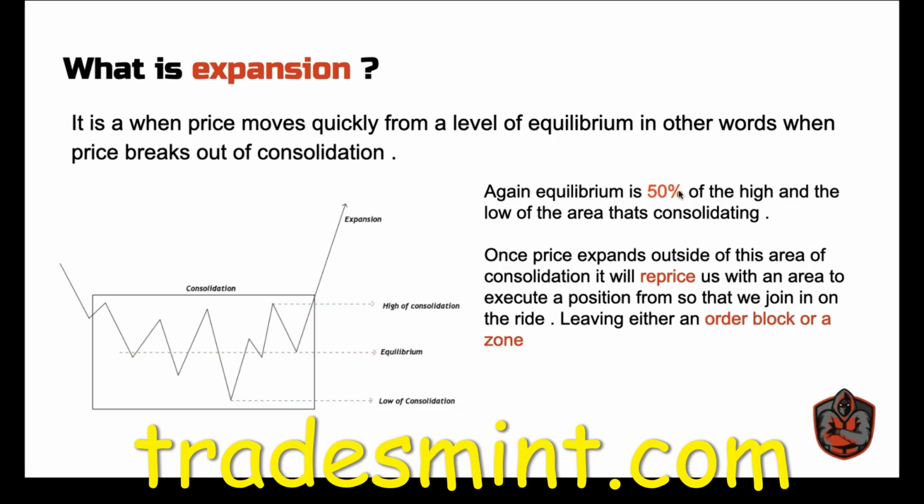Now again, equilibrium is 50% of the high and the low of an area that consolidates. So this is our consolidation, this is the high of the consolidation, and this is the low of the consolidation. So equilibrium will be 50% of it. Okay. Now once price expands outside of this area of consolidation, it will reprice us with an area to execute a position from, so that we can join in on the ride, leaving either an order block or a zone.